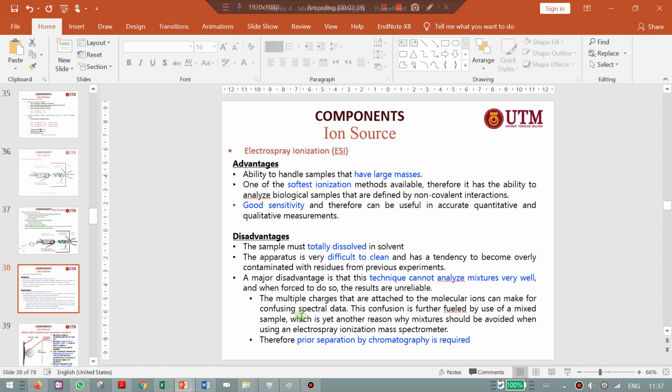So to overcome this problem, we have to combine this technique with chromatography, for example HPLC or capillary electrophoresis.